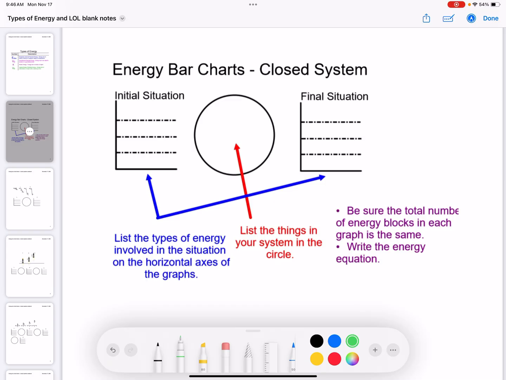Then we draw a bar chart for our final situation. We're listing the types of energy involved in the situation along the bottom axis of those bar charts. This is usually a qualitative activity, so you do not have to worry about exact numbers of bars, like you could choose 2 or 3, it doesn't really matter. What does matter is that we have to have the same number of blocks in the initial situation as the final situation, because energy is conserved. And then from that, we can write our energy equation.